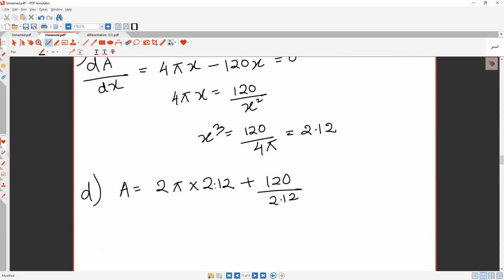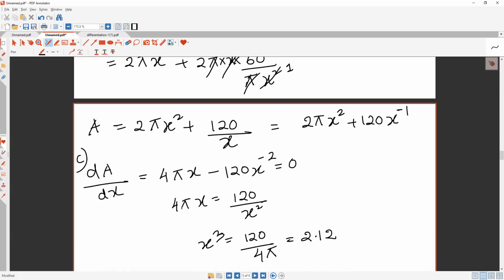Tell me what you get on the calculator. 2 pi into 2.12. Okay, 13.32 plus 120 divided by 2.12, 56.6. Around 70. Around 70 is the area.